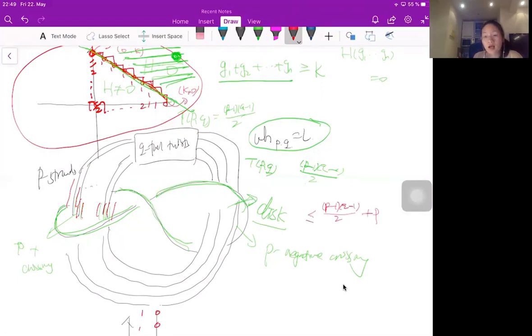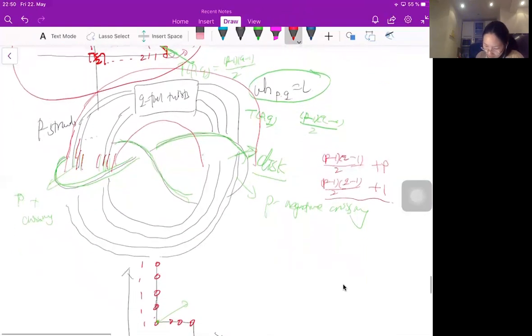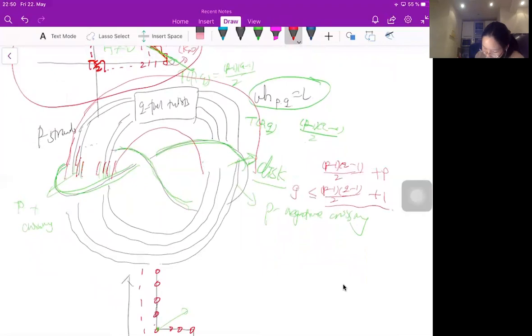That's one upper bound. But if we are more careful, we don't need to add p tubes. We actually just need to add one tube to connect the whole strands inside this one tube. And then we get another candidate surface with genus (p-1)(q-1)/2 + 1. So this is much smaller. Now we want to see whether we can get a lower bound which is the same as the upper bound.